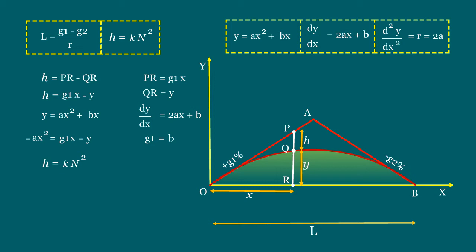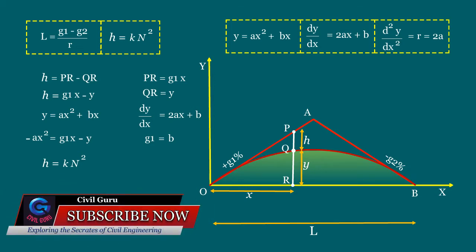The difference in elevation between a vertical curve and a tangent to it varies as the square of its horizontal distance from the point of tangency. This difference in elevation is known as the tangent correction.